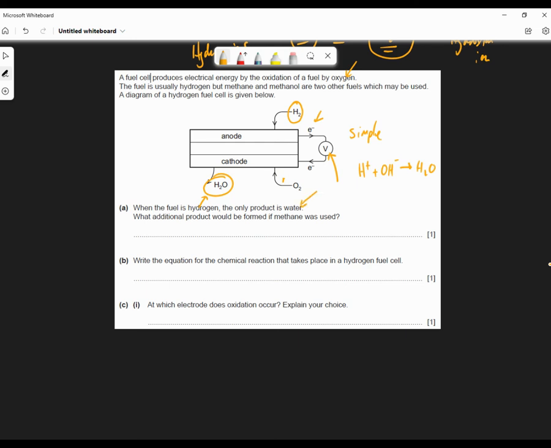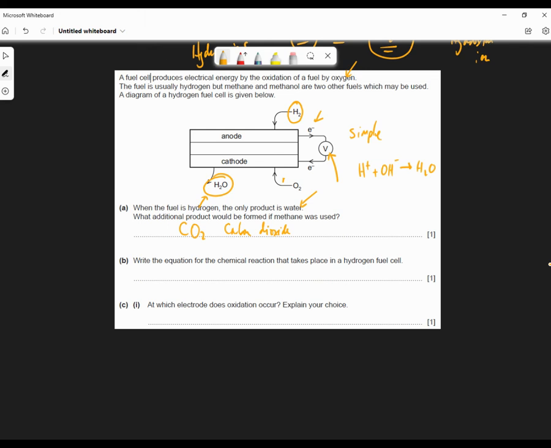But when we use methane, what else are you going to get? Well, methane will get oxidized, and another product you'll get is carbon dioxide. Let me write that down. Carbon dioxide. Write the equation for the chemical reaction that takes place in a hydrogen fuel cell.